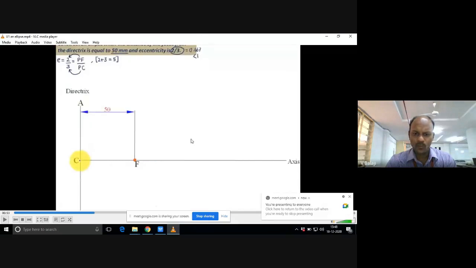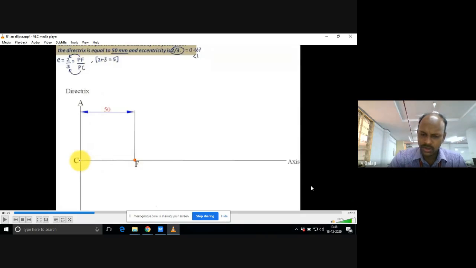Now you need to locate the focus F. Remember, it is very important to memorize the steps. The focus is given 50 mm from the directrix. Just locate F, capital F, on the axis at a distance of 50 mm. You can do it with an ordinary scale.